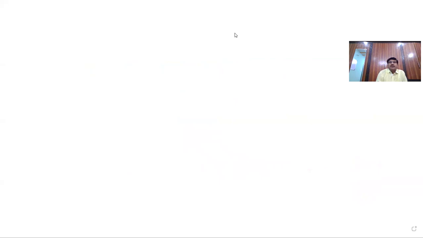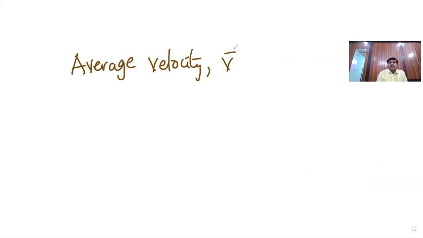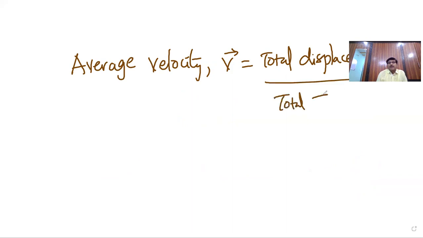What is average velocity we want? Average velocity is V bar vector. So total displacement by total time.